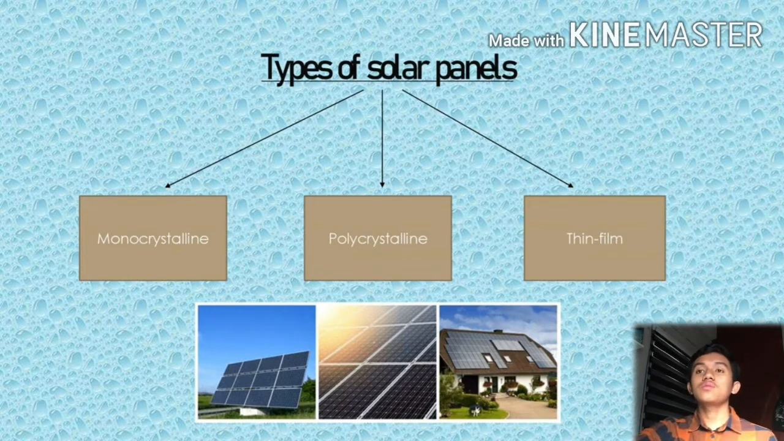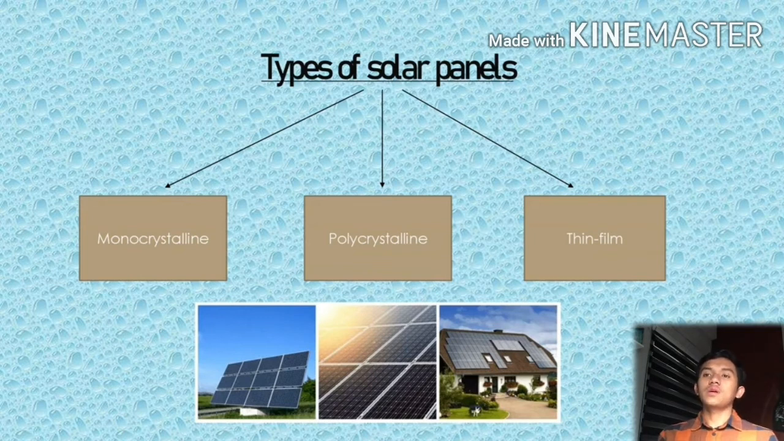Okay, the second one is polycrystalline solar panel. It is similar to monocrystalline, but the difference of the polycrystalline panel is the back sheet and the frame. The frame of a polycrystalline panel is silver, and the back sheet of a polycrystalline solar panel is silver or white.